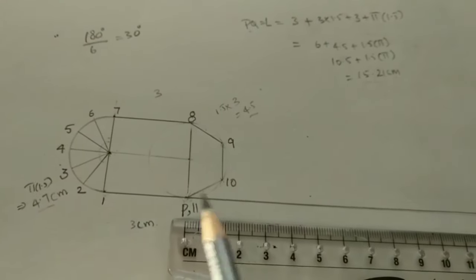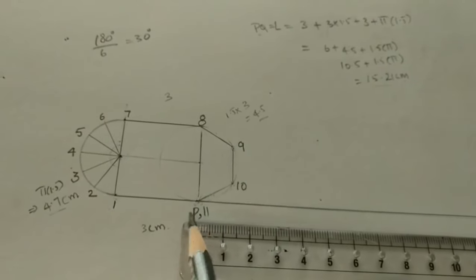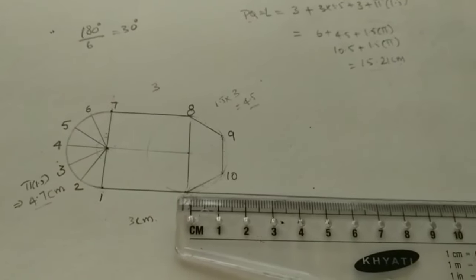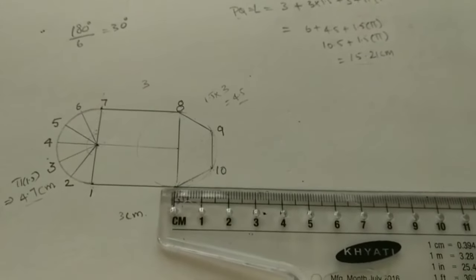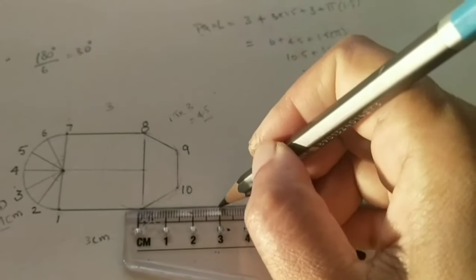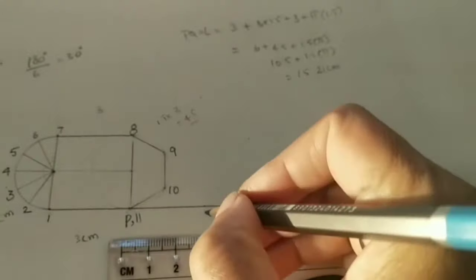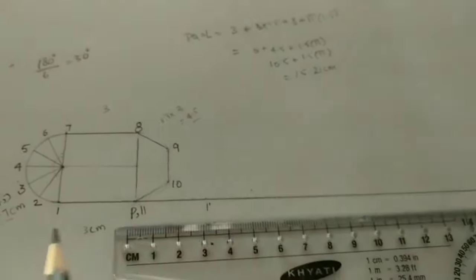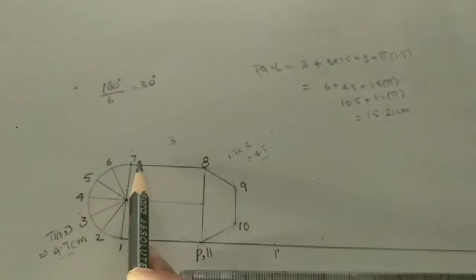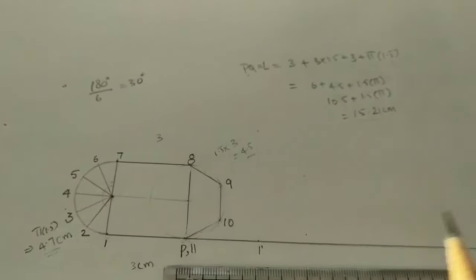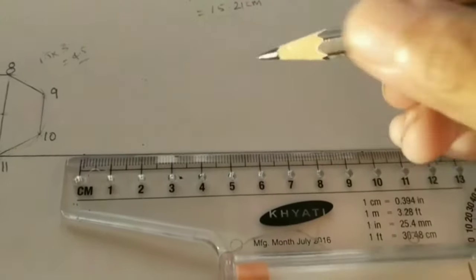Okay, now start from 1. How much distance is it? 3 centimeter. So on the string mark 1 at 3 centimeter. At 3 centimeter mark this point. Okay, this point is 1. Instead of 1 I am taking 1 dash. Now after 1 dash, how much length we have to mark? 4.7 centimeter. From 1 dash take 4.7 centimeter on the string.